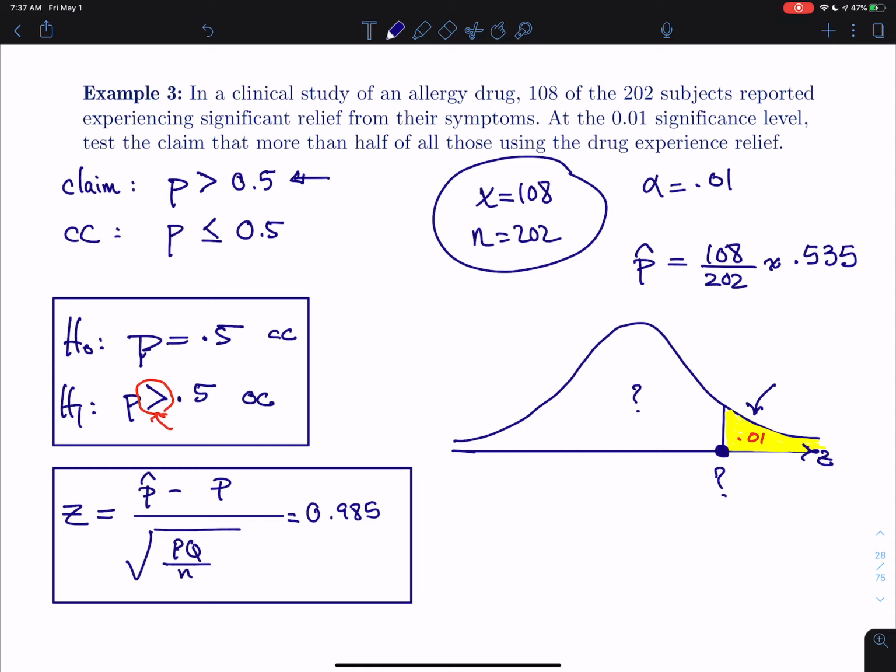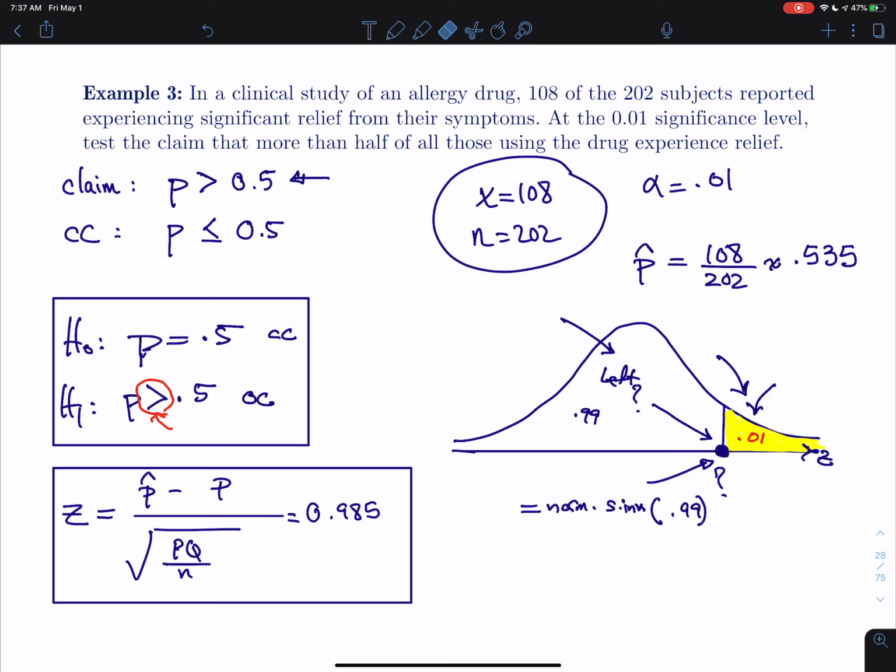Otherwise, how would you have known what the question mark area is? And why do you need the question mark area? Well, you need it to find this number. Remember, in order to read a z value, you need to know the area to its left. So if this is 0.01, how much area is to the left will be 0.99, correct? That's right, so that's what you would use when you type norm.s.inverse, and then you write 0.99 here, and that would give you the critical value you're looking for.